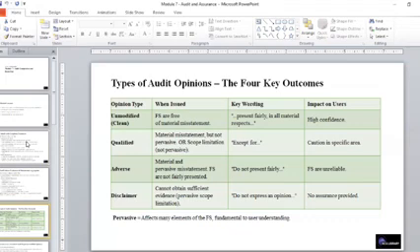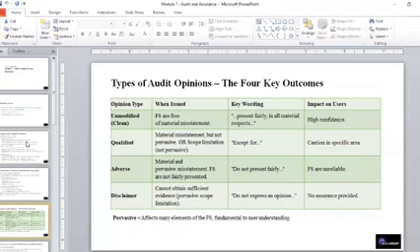For an adverse audit opinion, this deals with material and pervasive misstatement. That is, financial statements are not fairly presented, and words like "do not present fairly" come in there, and the financial statements are not reliable in this instance.